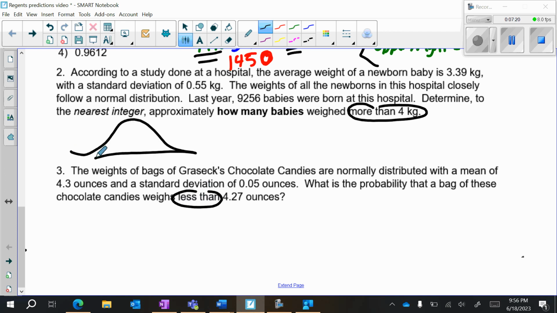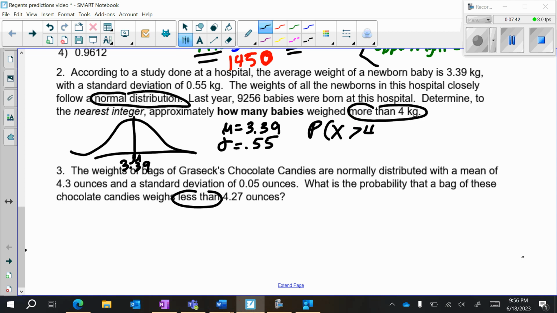All right, so notice again, it says normally distributed. Does it say normally distributed? Yeah, here it is. So draw the bell curve, in the middle put your mean, 3.39. On the side, also write your standard deviation, 0.55. We want more than 4, so that's going to be the probability X is more than 4. 4 is to the right, so put a line to the right, label it 4, and then shade to the right.